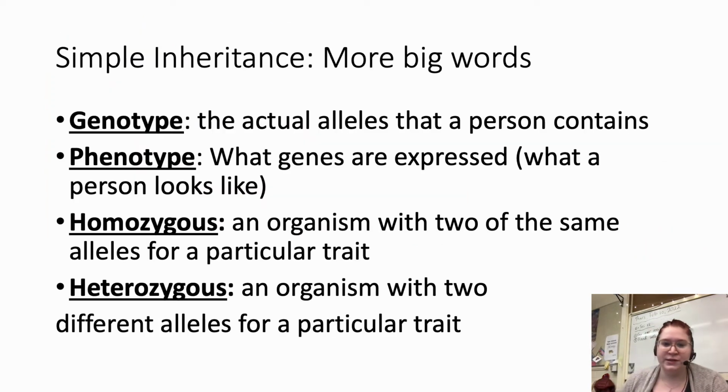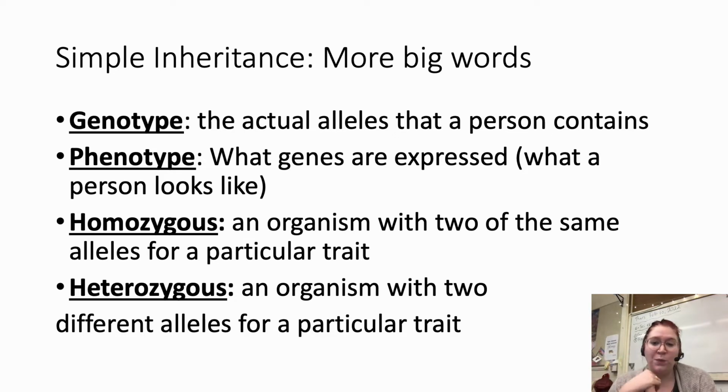Okay, some more words that you're going to need to keep coming back to, so make sure you have these copied down. Genotype means the alleles a person contains. So the genotype of those horses, for example, the mother was big B, little b. Phenotype means what genes are expressed. So this is what a person looks like, or what traits an organism has. So a phenotype would be black hair or red hair.